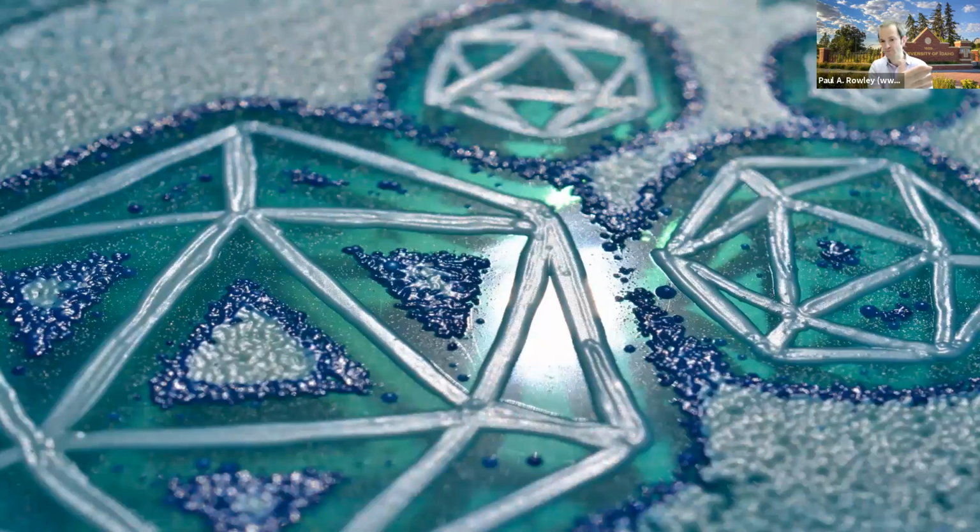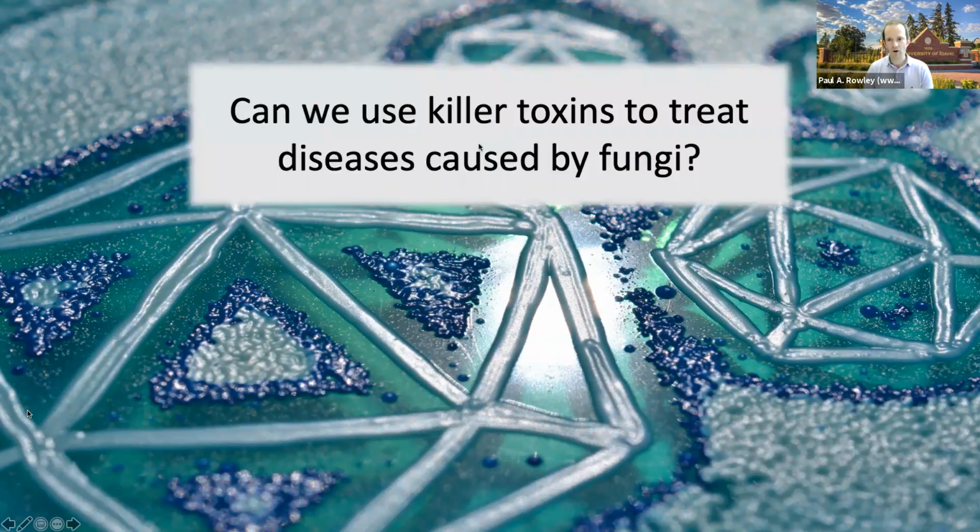Well, we can make beautiful pictures. And I like to tell people that I did this before I became a faculty member, as I was a postdoc, because I have no time for this kind of thing anymore. But you can essentially see the same kind of thing. The killer yeast has been drawn as these icosahedral shapes, and you can see that they're producing toxins, which are inhibiting the growth of this lawn strain to create these beautiful patterns. Okay, but more seriously, can we use killer toxins to treat diseases caused by fungi?